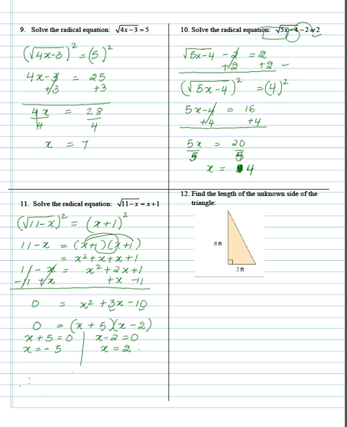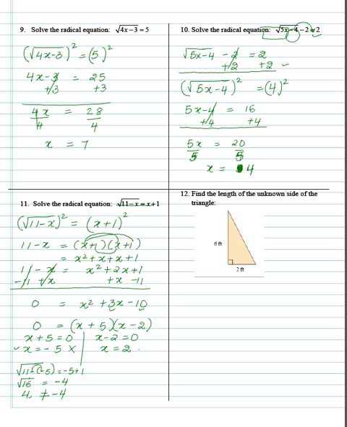Now, which one of these is your answer? You have to go ahead, plug it into the equation, and check. Let me start with negative 5. If I plug x as negative 5, I get radical 11 minus negative 5 is equal to negative 5 plus 1. Negative of negative makes it a positive. So this becomes 11 plus 5 is 16. Negative 5 plus 1 is negative 4. Square root of 16 is 4, which cannot be equal to negative 4. So negative 5 is not my option.